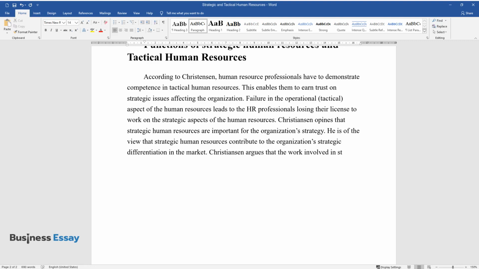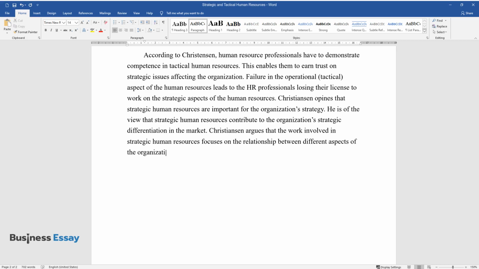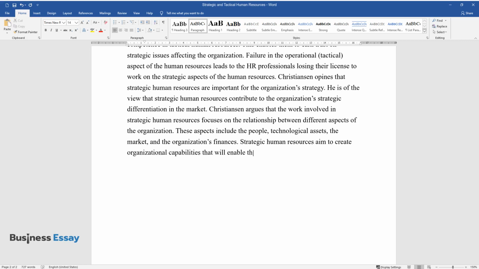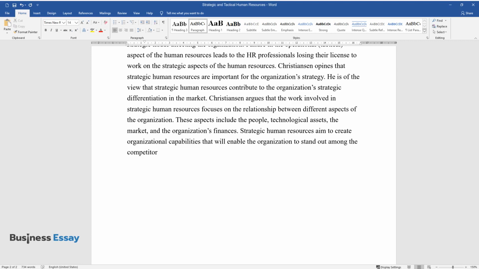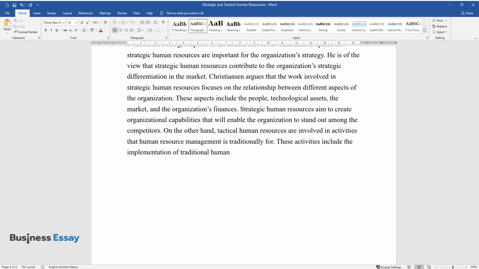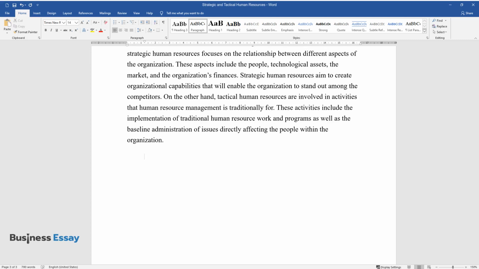Christensen argues that the work involved in strategic human resources focuses on the relationship between different aspects of the organization. These aspects include the people, technological assets, the market, and the organization's finances. Strategic human resources aim to create organizational capabilities that will enable the organization to stand out among the competitors. On the other hand, tactical human resources are involved in activities that human resource management is traditionally known for. These activities include the implementation of traditional human resource work and programs as well as the baseline administration of issues directly affecting the people within the organization.